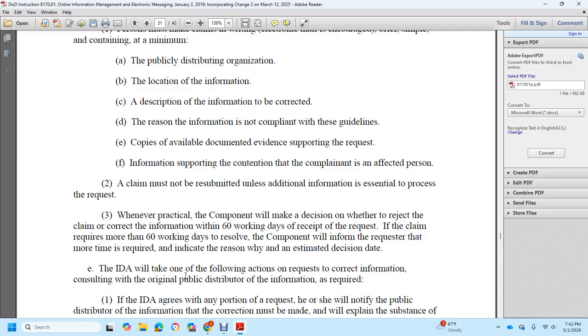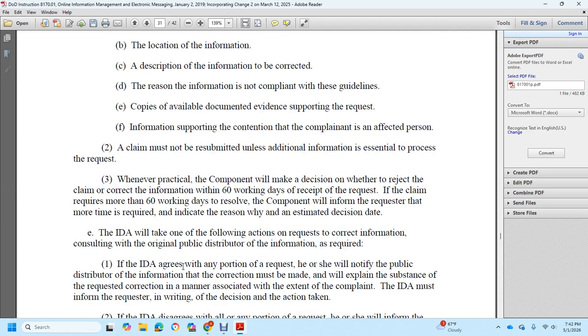Where practical, the component will make a decision whether to reject the claim or correct the information within 60 working days of receipt of the request. If the claim requires more than 60 working days, the component will inform the requester that more time is required, with an indication of the reason and the estimated decision date. The IDA will take the following action: request the corrective information and consult with the original publicly distributed source where the information is required.